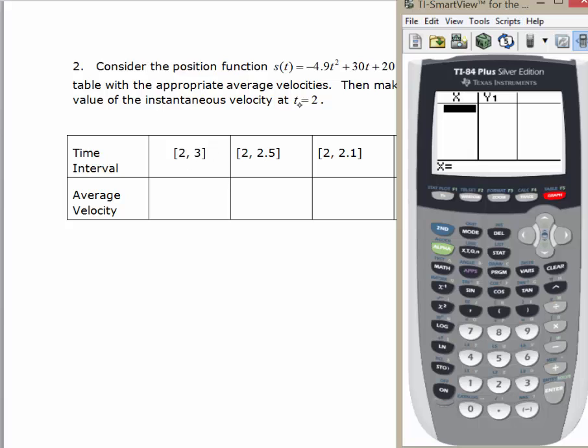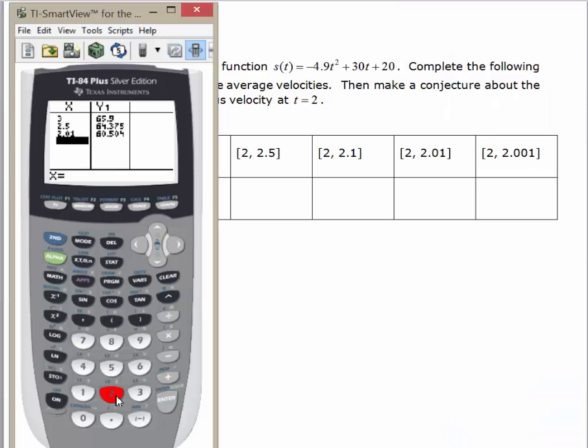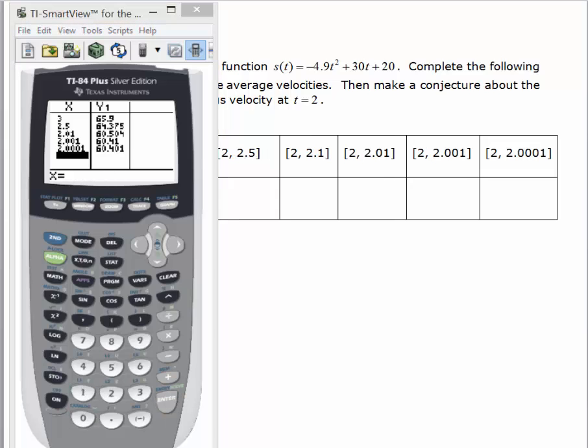The 3, the 2.5, so 3, 2.5, 2.1, 2.001, and I'm going to add one extra value, which is 2.0001. I'm going to transfer these values so I can use them in the formula for average velocity.